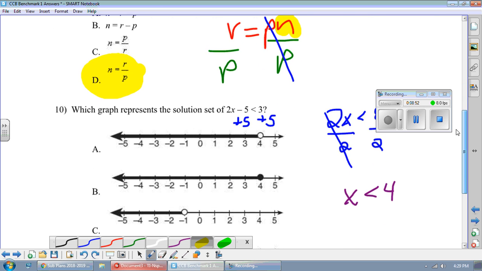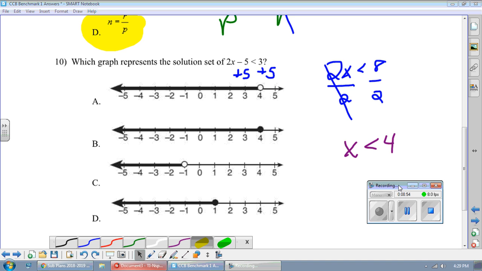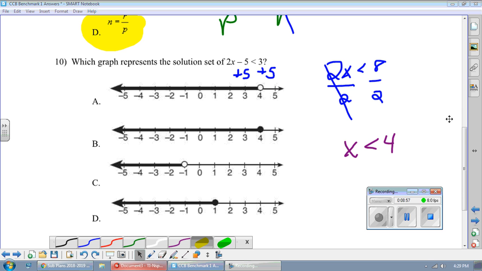Number 10. Which graph represents the solution set of 2x minus 5 is less than 3? So we need to solve this inequality for x. We're going to start by adding 5 to get the 5 to cancel off. 2x is less than 8 is our new inequality. So divide by 2 on both sides to make the 2 cancel. We get x is less than 4.